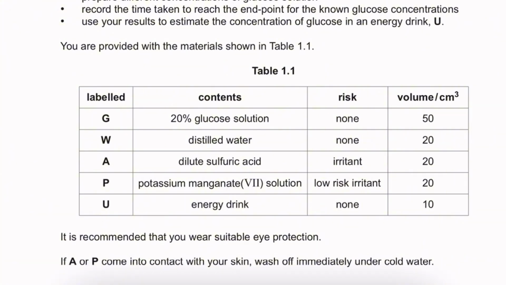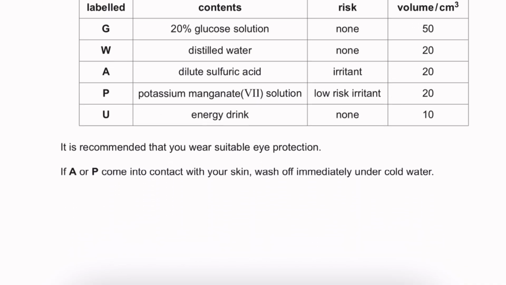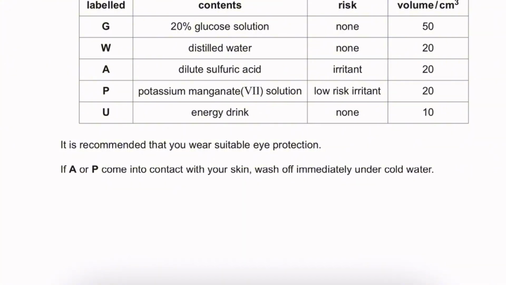concentrations of glucose solution. Record the time taken to reach the end point for glucose concentrations. Use your results to estimate the concentration of glucose in an energy drink. You're provided with materials shown in table 1.1, so you can see here all the materials. You have G solution, 20% glucose, 50 centimeters cubed of it, you have distilled water, dilute sulfuric acid, potassium permanganate, and U, which is the energy drink.